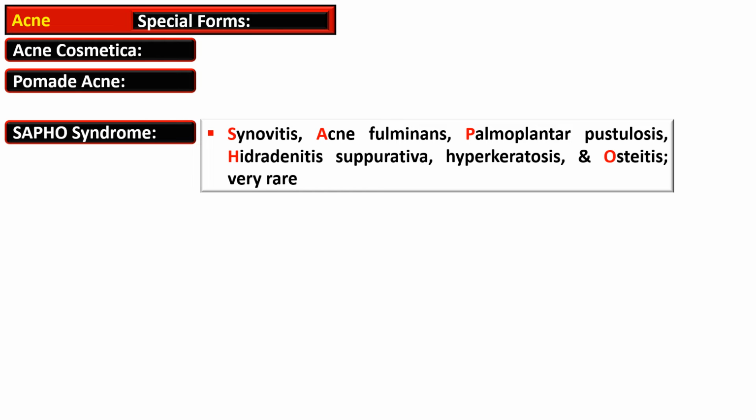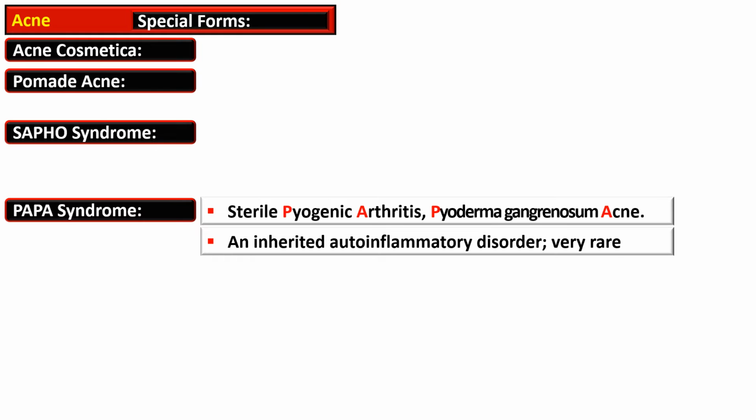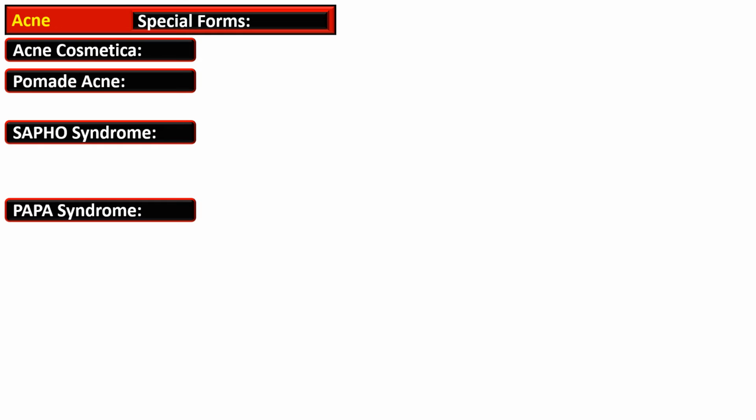SAPHO syndrome is a rare condition that is marked by synovitis, acne fulminans, palmoplantar pustulosis, hidradenitis suppurativa, hyperostosis, and osteitis. Another rare condition is PAPA syndrome. This is an inherited autoinflammatory disorder, and it comprises sterile pyogenic arthritis, pyoderma gangrenosum, and acne.